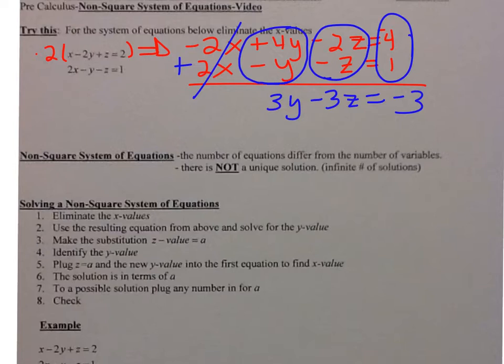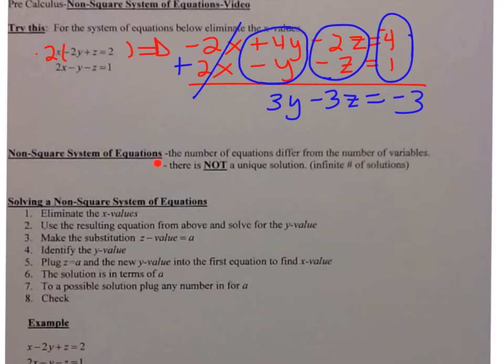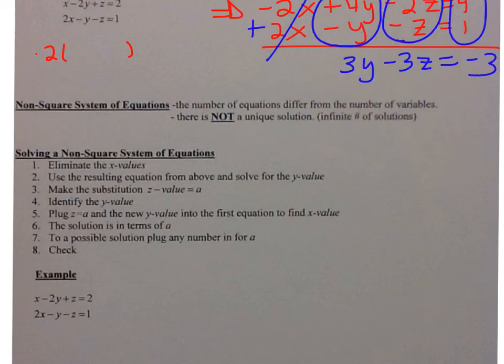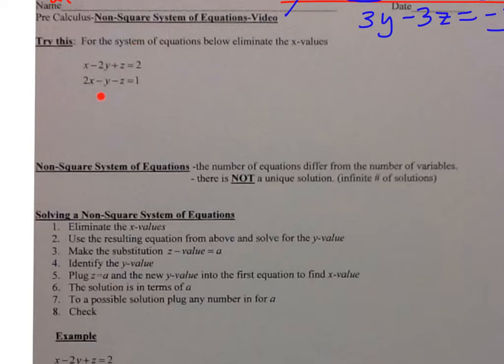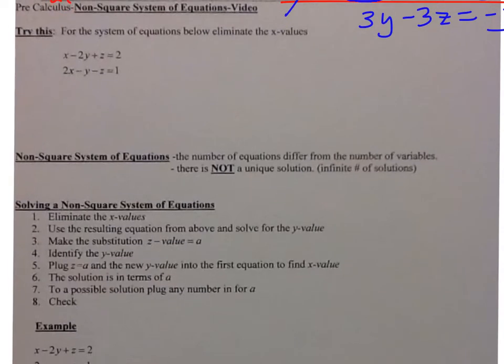Okay, so a non-square system of equations is when the number of equations differ from the number of variables. So just look in the try this. Notice in the try this that I had 2 equations, but I have 3 unknowns. So it's a non-square. It's 2 equations, 3 unknowns. What we've been working on is 3 equations with 3 unknowns. One thing about a non-square system of equations is that there is no unique solution. So there's not just one solution. There's multiple solutions. There's an infinite amount of solutions.